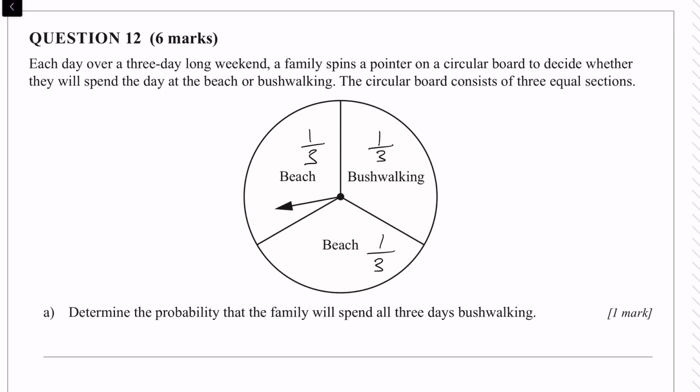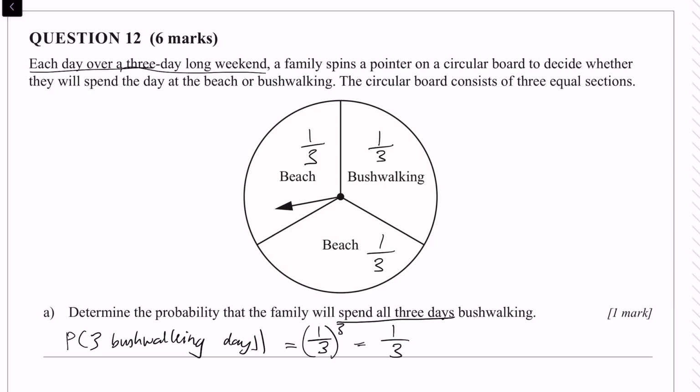So, if we're spinning the wheel each day over a 3-day long weekend, right? That's basically independent probability. And so we need to use our product rule and see that the probability of choosing bushwalking doesn't change every time we spin the wheel. So the probability of 3 bushwalking days is equal to 1/3 cubed. Or in other words, simply with the product rule, it's just 1/3 times 1/3 times 1/3.